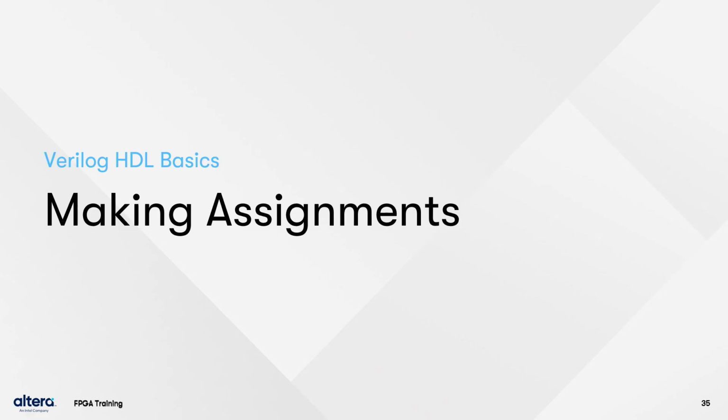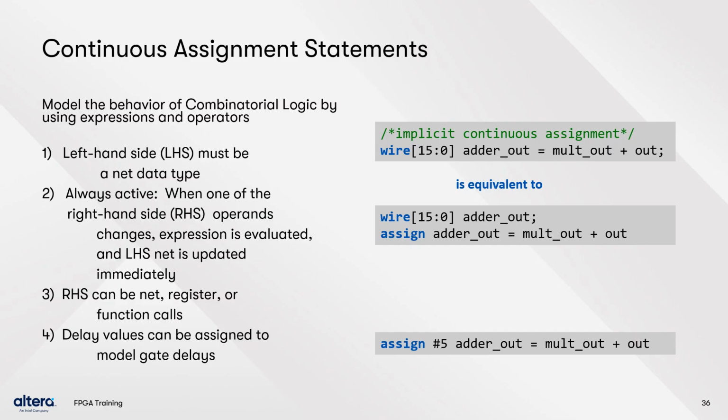Now let's move on to section 3, making assignments. In Verilog, there are two ways to make assignments: with continuous assignment statements and with procedural assignment statements. A continuous assignment is used to represent combinatorial logic. The left-hand side must be a net data type. Remember that net data type includes wire and tri.